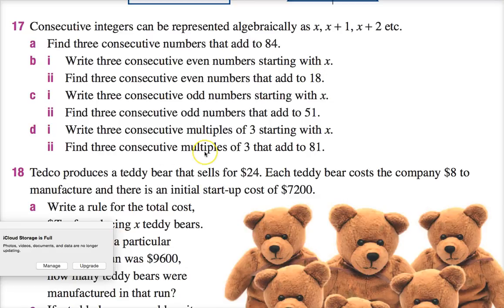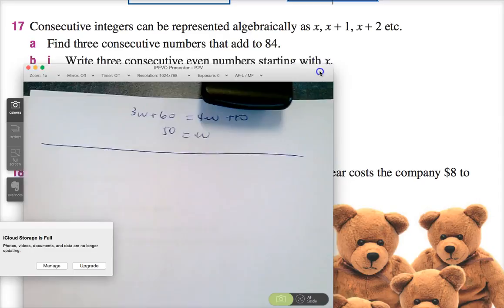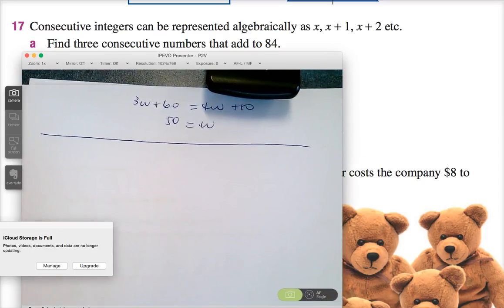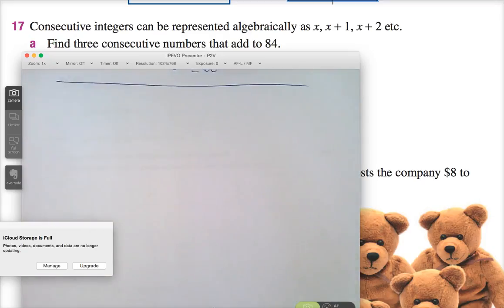We're looking at question 17 in exercise 2F. Consecutive integers can be represented algebraically as x, x plus 1, x plus 2, etc. Find 3 consecutive integers that add up to 84. How would you do that? How would we set that out?